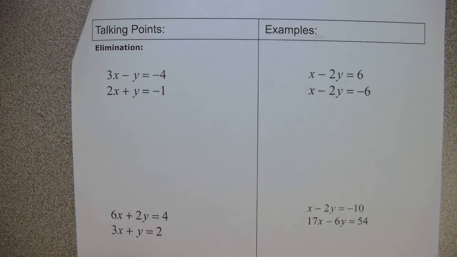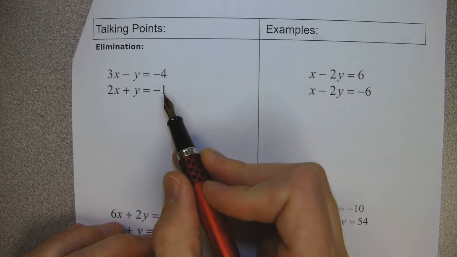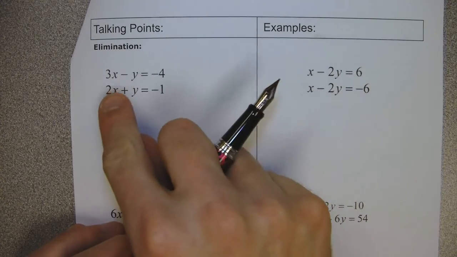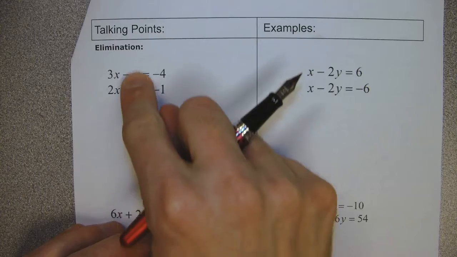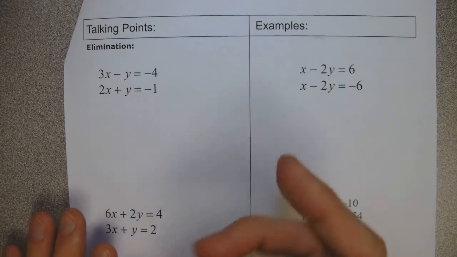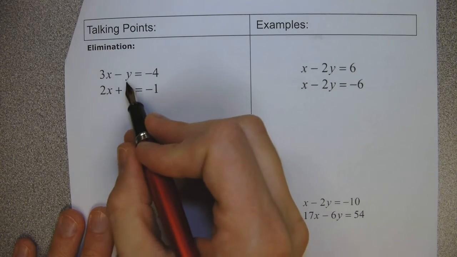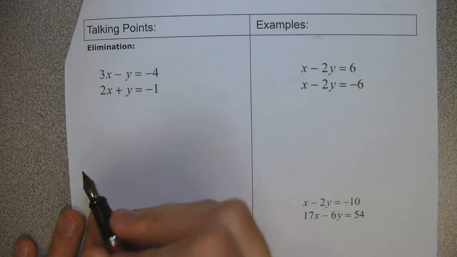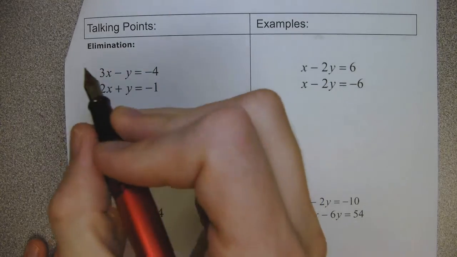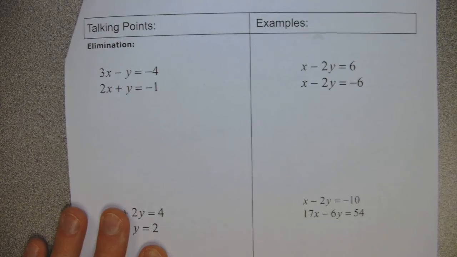I've got 3x subtract y equals negative 4 for the top, and I've got 2x added to y equals negative 1 on the bottom. And remember, we want to try to eliminate either the x or the y from both equations. In this case, it's already set up where I have a positive x up top and a positive x on the bottom, and a negative y up top and a positive y on the bottom.